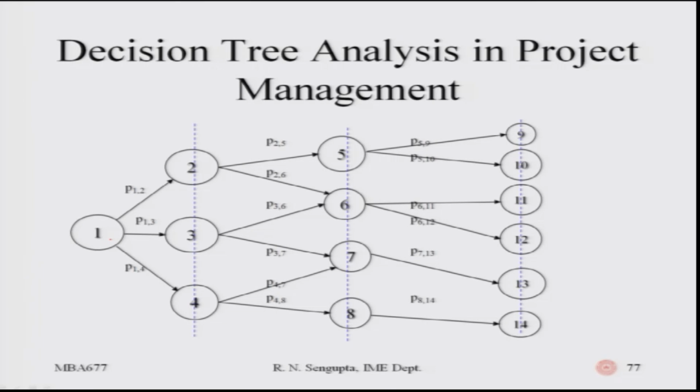So, the number of days would basically be mentioned alongside the probability, which we have not done here in this case. We will consider that when we go into the PERT and CPM concept, but it is basically just to show that there is a linkage between the nodes 1 2, 1 3 and 1 4. So, this blue dotted line which you see for the first time, this vertical one, is basically a stage of the decision process.